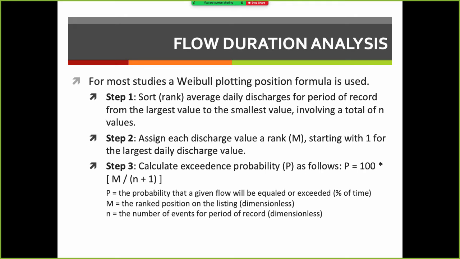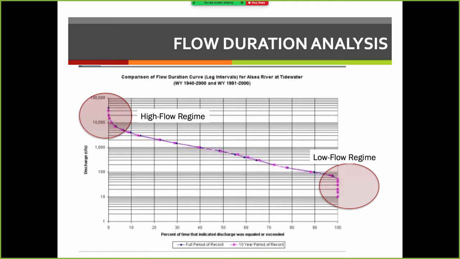11,000 is not big in the data science world, but it certainly is too big for doing Excel in a reasonable amount of time. We assign each discharge value a rank, starting with 1 for the largest and moving up, and then calculate the empirical exceedance probability as P is 100 times M, which is the rank, over n plus 1. It's the Weibull plotting position, so we've already done this. And then here's what is produced by these kinds of things. And I have the high flow regime and the low flow regime identified in this picture.